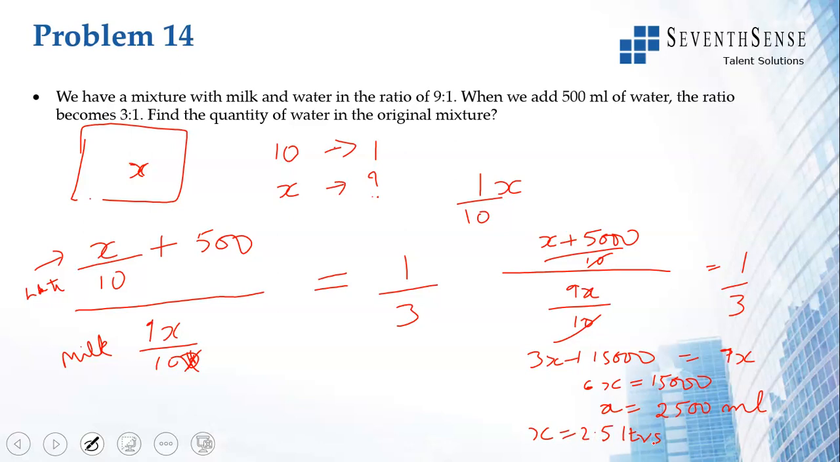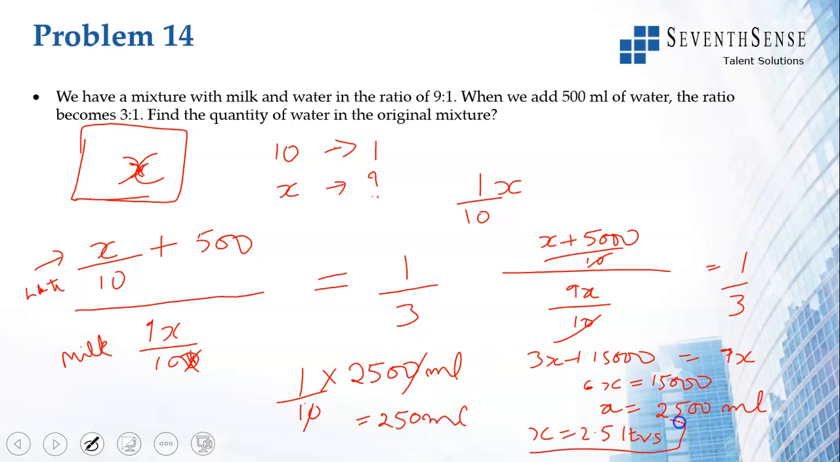2.5 liters is our original quantity, as in, this is the original quantity that was there, right? In that, how much water was present? We had 1 by 10th only. So 1 by 10th of 2500 ml is 250 ml of water that was there.